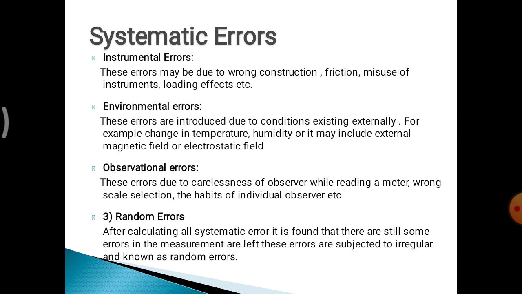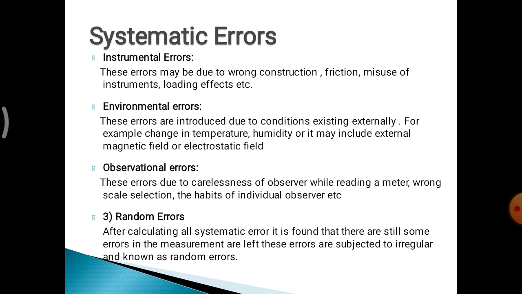Next are environmental errors. Environmental conditions such as temperature and humidity may affect the instruments. Sometimes, if a magnetic field or static field is nearby, the deflection of the pointer may vary. That also gives an error in the reading. So that is nothing but the environmental errors. To avoid that we use shielding, but if it is not there, then you will not get a proper reading.